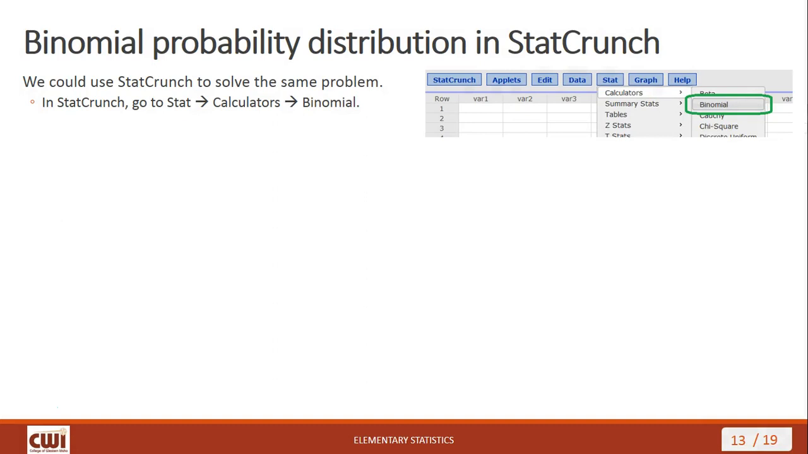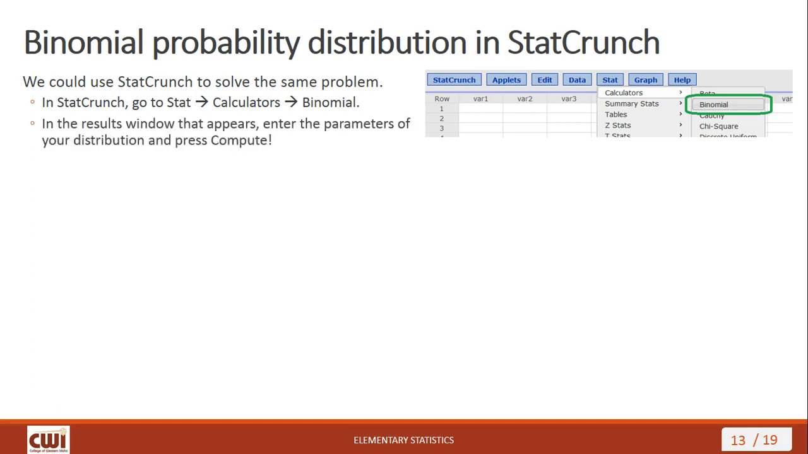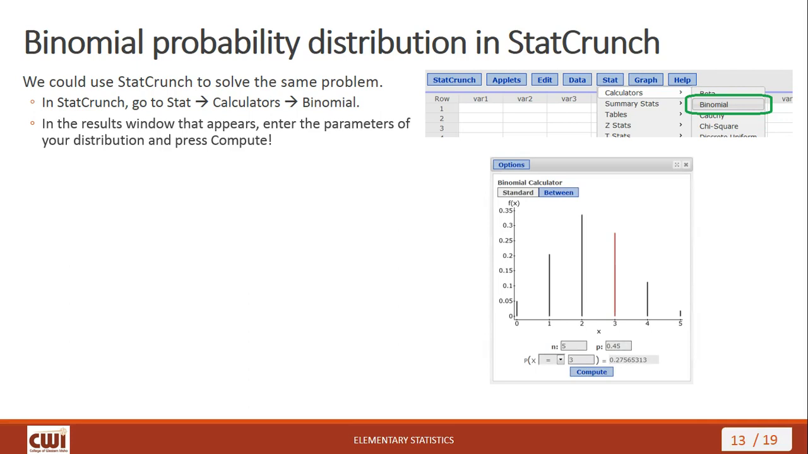Of course, as I said before, doing this in StatCrunch is much, much easier. You don't even have to have data in StatCrunch. You can just go strictly to Stat, Calculators, then Binomial. You'll get this nice little window that pops up in your results window, and then you just enter the parameters and press Compute. So here's our window that pops up.